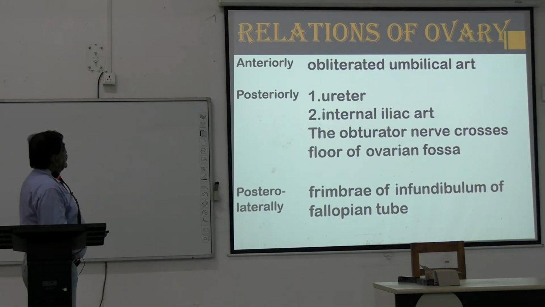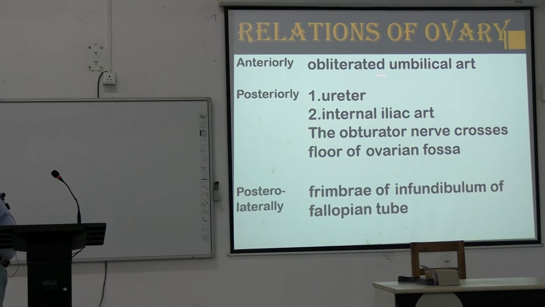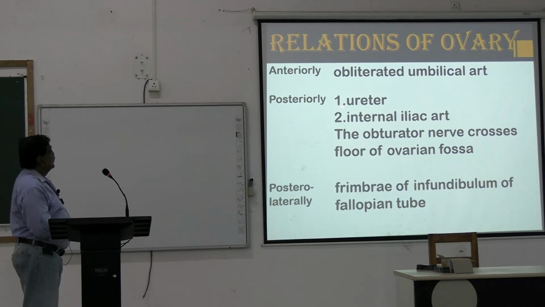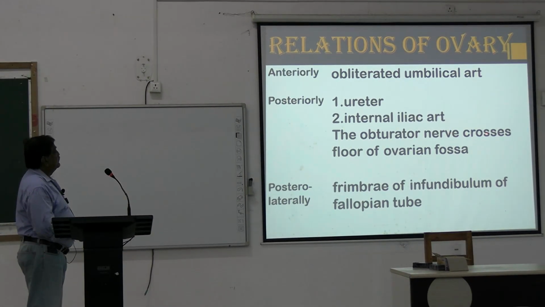Position, relation of the ovary, this is important. Relations of the ovary is important. Now, anteriorly obliterated umbilical artery, posteriorly ureter, internal iliac artery, the obturator nerve crosses the floor of the ovarian fossa. Posterolaterally, fimbriae of the infundibulum and fallopian tube.